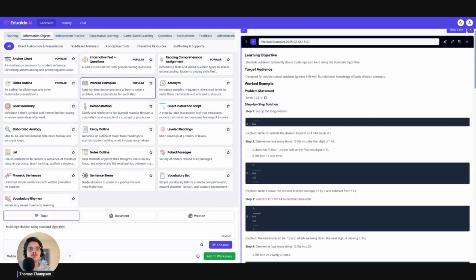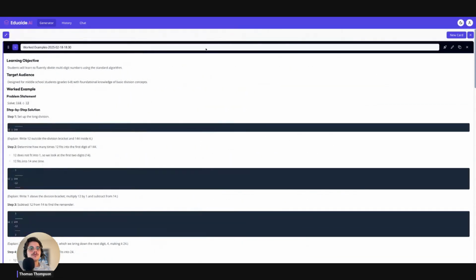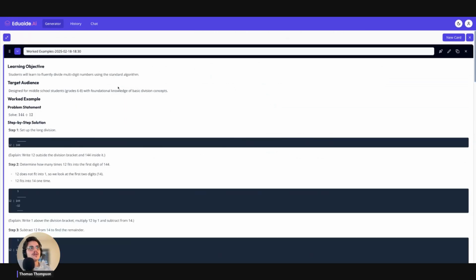Let's look at its parts and break it down piece by piece. Let's go to focus mode. Let's go full screen. Let's zoom in a bit, and here we go. You begin with a learning objective. Students will learn to fluently divide multi-digit numbers using the standard algorithm. The target audience, again, middle school, grades 6 to 8, and a little hint to the background knowledge, they should have knowledge of basic division concepts.